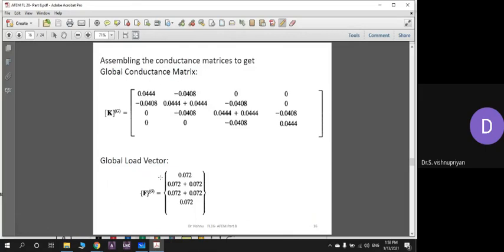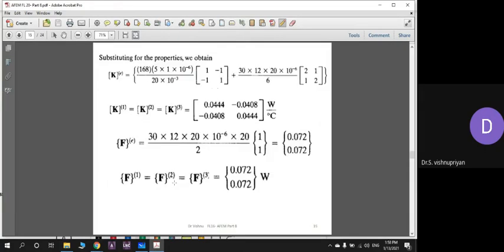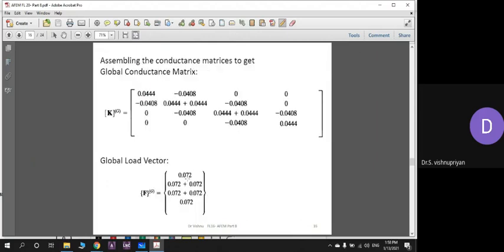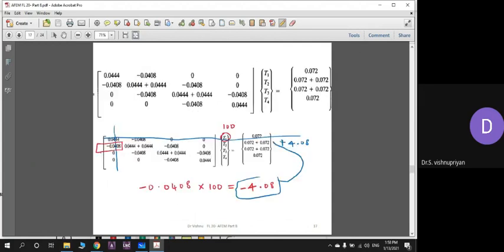Now again, the global load vector: 0.072, 0.072, plus 0.072, 0.072, plus 0.072, 0.072. So this is the global load vector. Now once we write the conductance matrix and the load vector, we can write the usual equation, which is Ku equals F. So this whole thing is K, and this is u equals F.